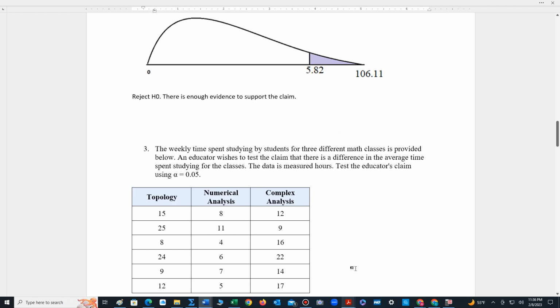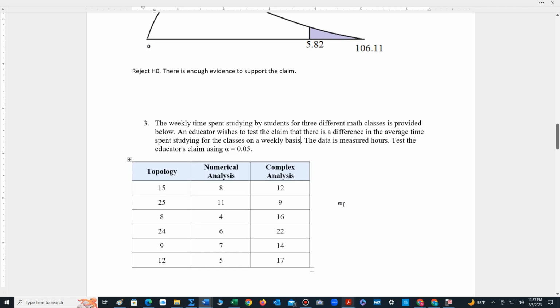For number 3, we're going to use analysis of variance, or ANOVA, to perform the test. Let's read the problem. It says the weekly time spent studying by students for 3 different math classes is provided below. An educator wishes to test a claim that there's a difference in the average time spent studying for the classes. And this should be on a weekly basis, so let's write that in. On a weekly basis. The data is measured in hours.